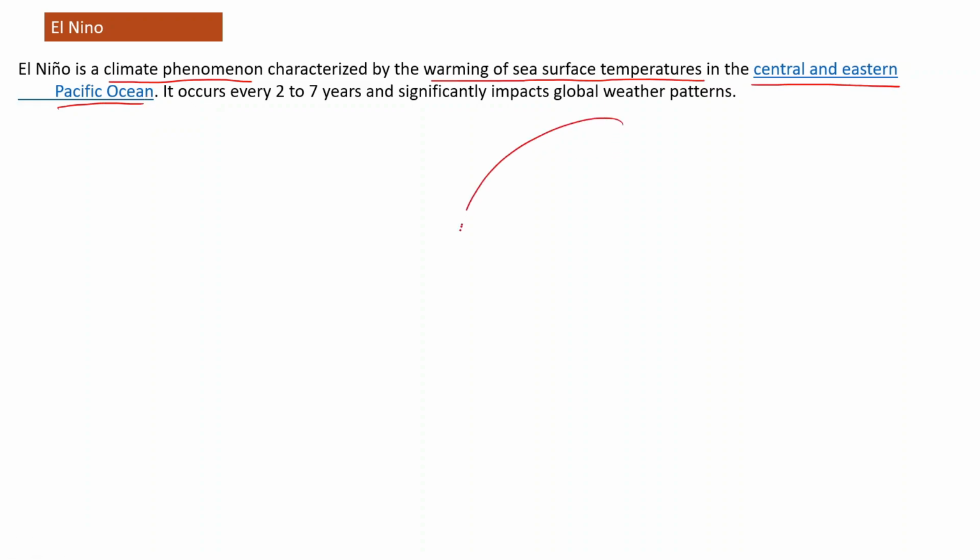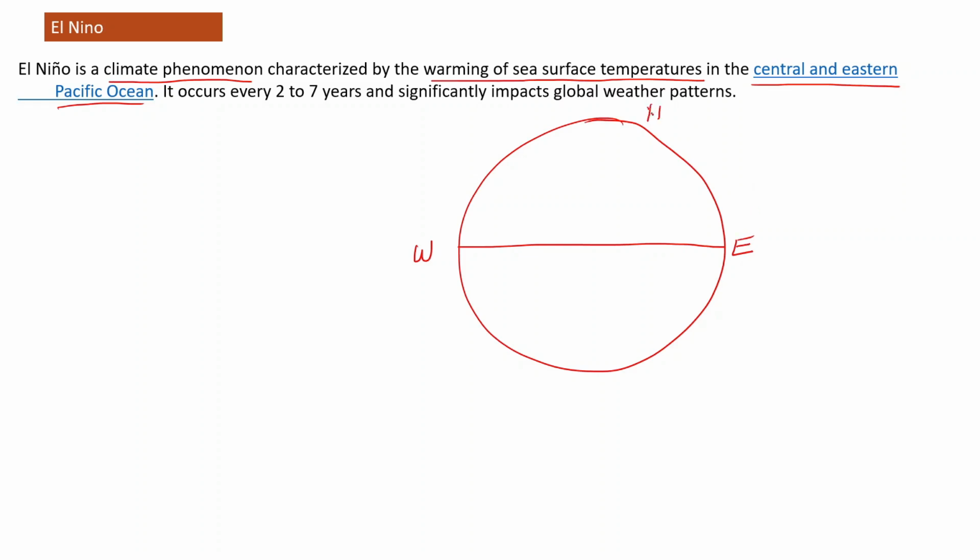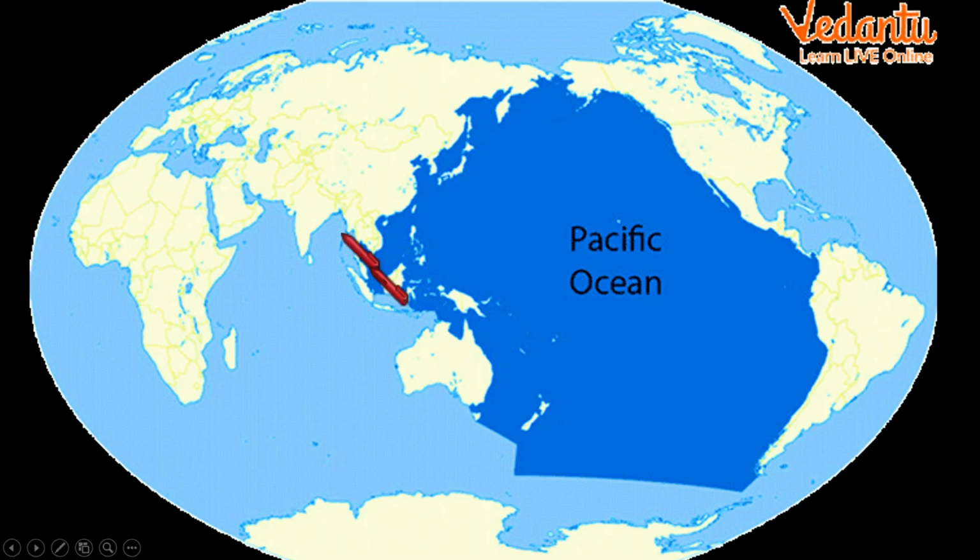So here we should have an idea about these locations. Just make a sketch of this globe. We know this is west, this is east, this is north, this is south. This climatic phenomenon is happening in the central and eastern Pacific region. That means almost in this location. I will show you the Pacific region. So this region is the Pacific Ocean.